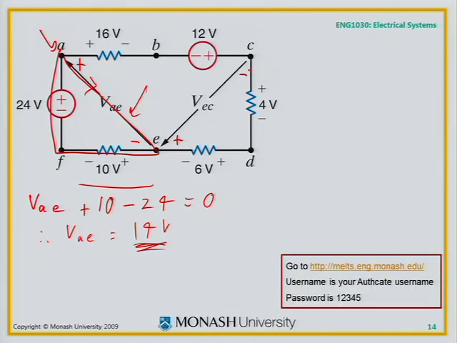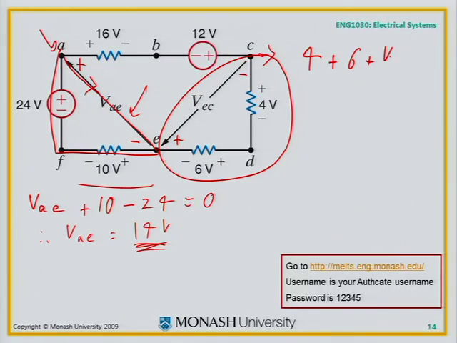75% say minus 10 volts, 90 out of 120. 25% said plus 10. Let's uncover that then. Let's start here and go around the loop like that. I first hit a plus, so I write 4 volts. I hit another plus, it's plus 6. I hit another plus, it's plus VEC equals 0. Therefore, VEC equals minus 10 volts.